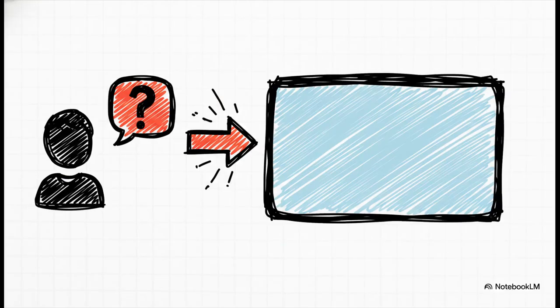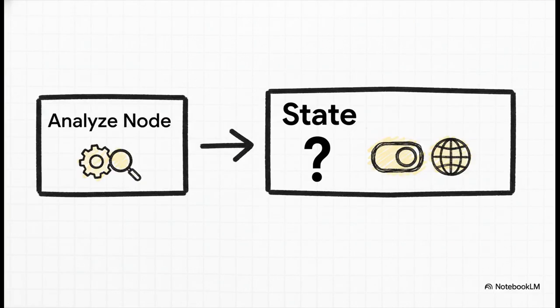So let's start it up. A user asks a question that definitely needs up-to-the-minute information, like the current stock price of Apple. That question becomes the very first thing written down on the agent's scratchpad. It's the initial state. Now, the first node in our graph, the Analyze node, kicks into gear. Its one and only job is to look at the question in the state and make a call. And here, it does its job perfectly.